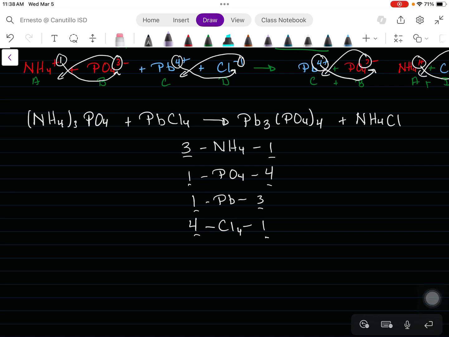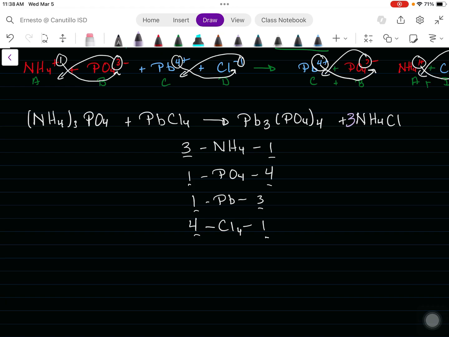Now, I know that I have 3 ammoniums on the left and 1 ammonium on the right. So I'm going to add a 3 here. Let me add a little bit different colors so it stands out just a little bit more. So I'm going to add a 3 there. Now, when I do that, I'm going to update this value to a 3, and I'm going to also update this value to a 3, right? I can already see that this is not going to work because these numbers here are not going to line up. But let's keep going, okay?